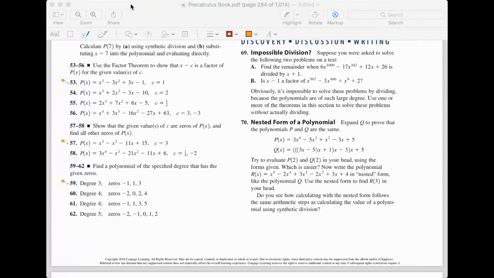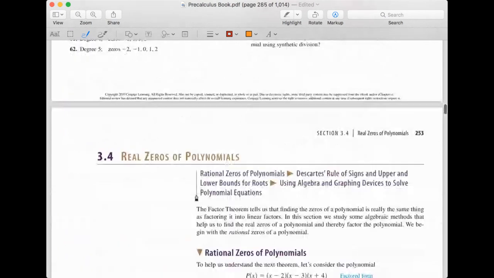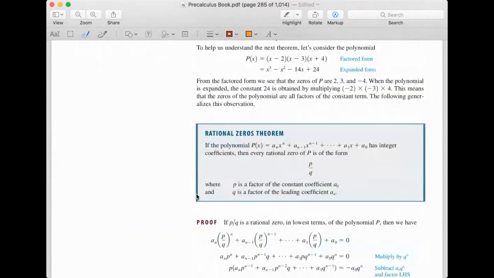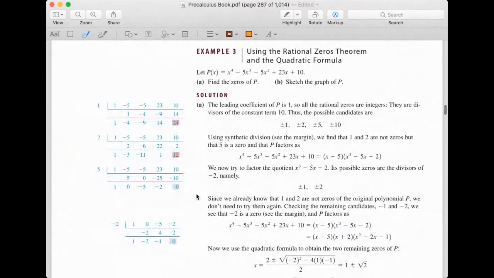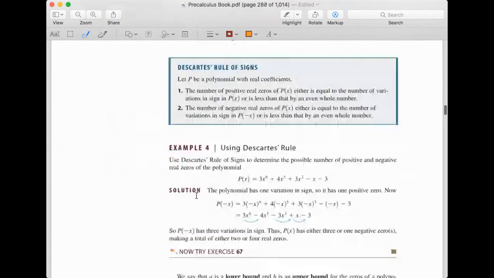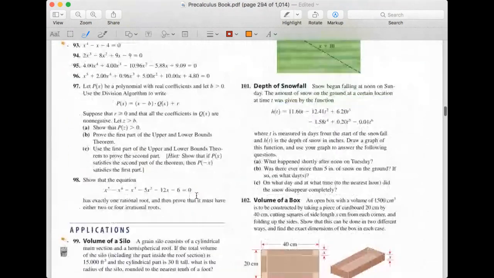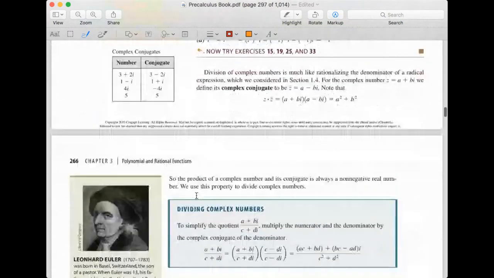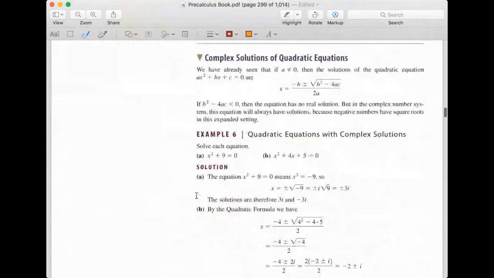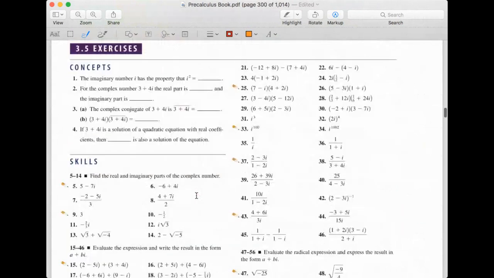Okay, we're going back. So far we're in polynomial functions. I think by now we probably have a good idea about polynomial functions. So I'm going to skip complex numbers because complex numbers are not in our syllabus.